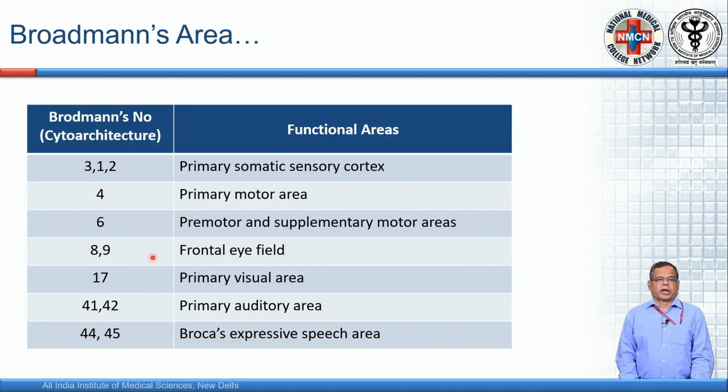Area 8 and 9 lie in the posterior part of the middle frontal gyrus. It is called the frontal eye field area. It is for conjugate deviation of the eyeball. Area 17, situated in the occipital lobe, the banks and floor of the calcarine sulcus, is the primary visual area. Area 41 and 42 are in the temporal lobe, in the superior temporal gyrus and in the floor of the lateral fissure, that is the primary auditory area. Area 44 and 45 is the Broca's speech area or the center for vocalization. In a right-handed person, it is present in the left hemisphere.